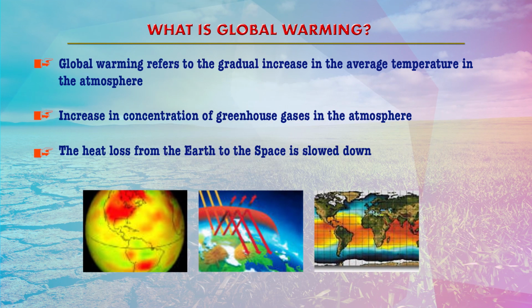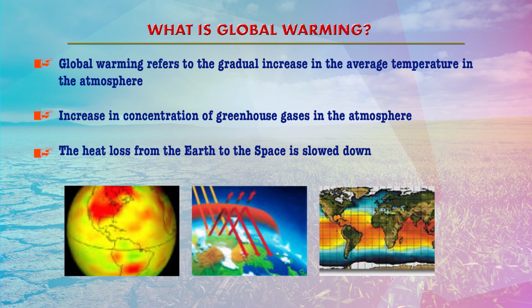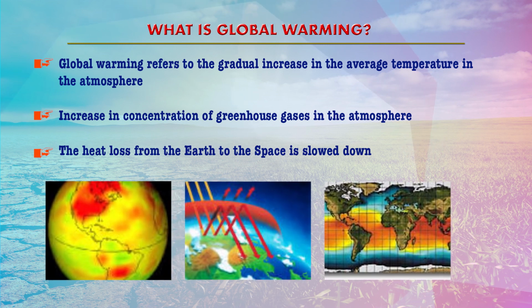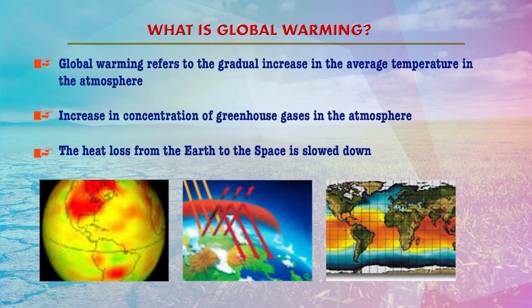Now, the question is, what is global warming? Global warming means the gradual increase in average temperature of the atmosphere. Why should this occur? Because there is an increase in greenhouse gas concentration. The heat loss from the earth to space is slowed down because of the increase in greenhouse gas concentration.